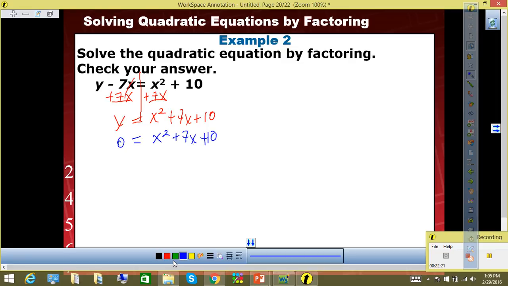What do I do from there? Factor. Is there a GCF? No. Power rangers. We've got 10 and 7. The factors are 2 and 5. We rewrite this as x squared plus 2x plus 5x plus 10.